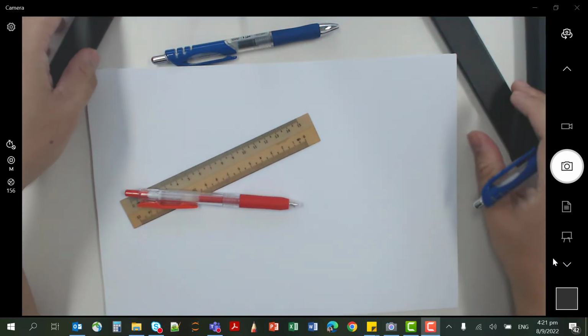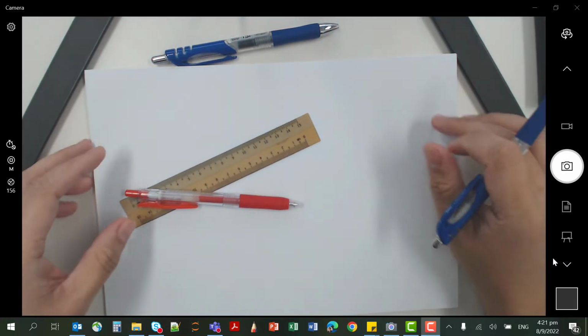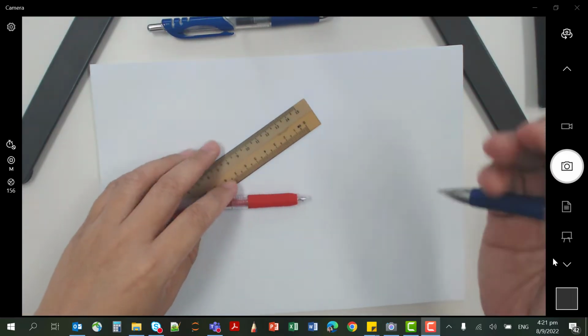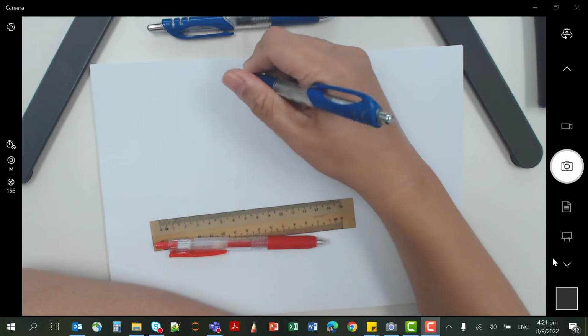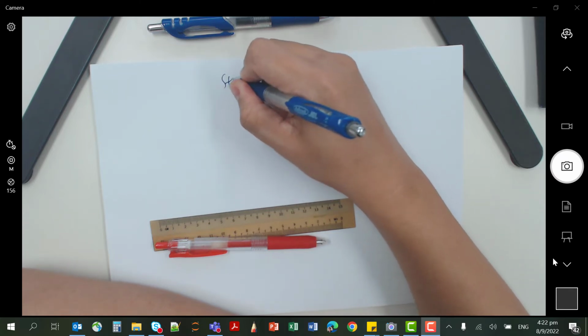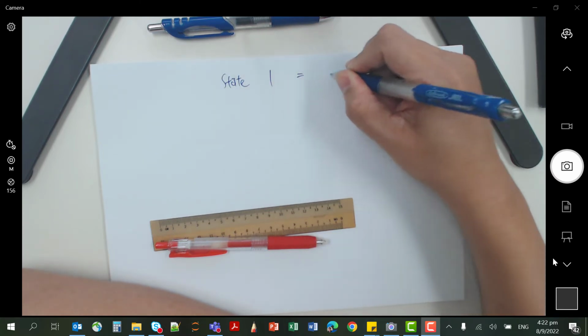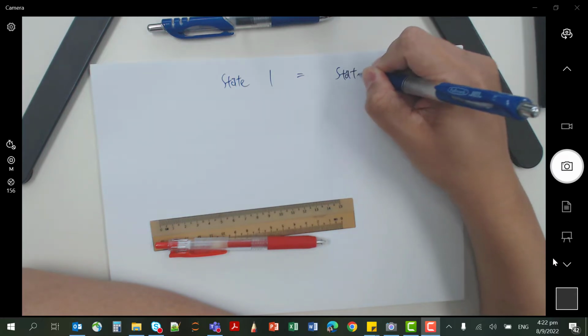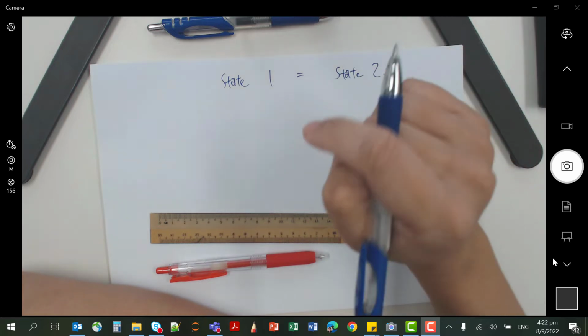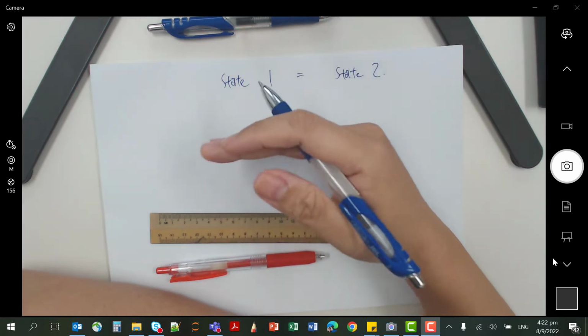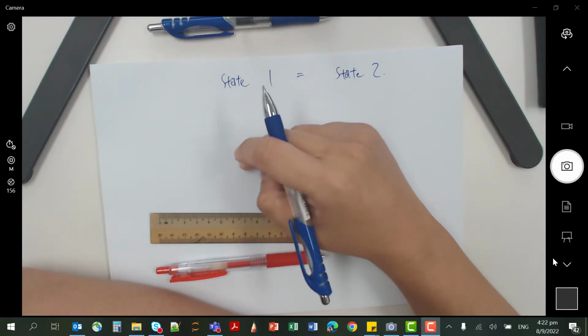Hi. Okay, let's carry on with the topic of work, power, energy. From just now where we left off, we were talking about the energy equation, right? State 1 equals to state 2. It depends on how you define where exactly is state 1. At which height you're talking about, at which point you're starting with.